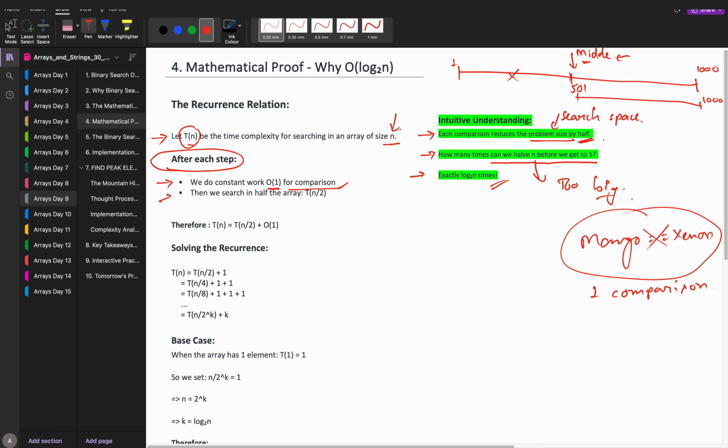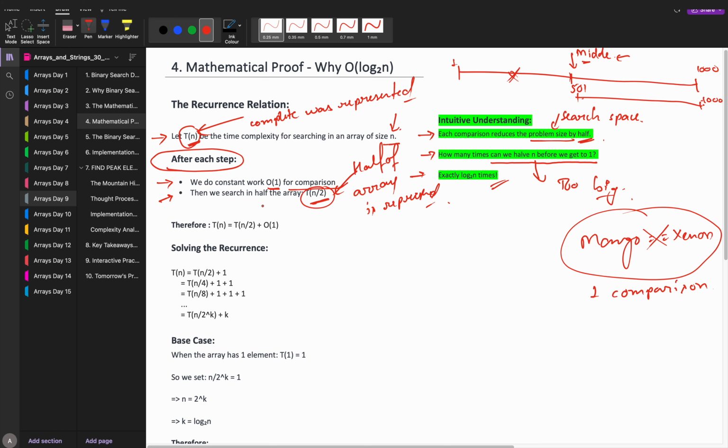After each step, we search in half of the array. After this comparison, I discarded this particular part and went to the next part, from n to z. That's why it is written that we then search in half of the array. The complete array was represented by T of n, so half of the array is represented by T of n by 2.